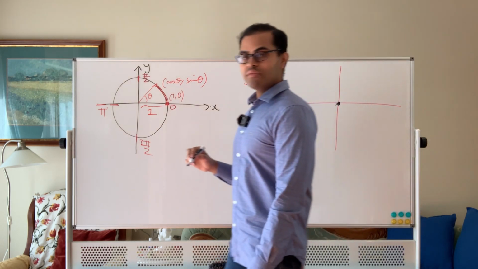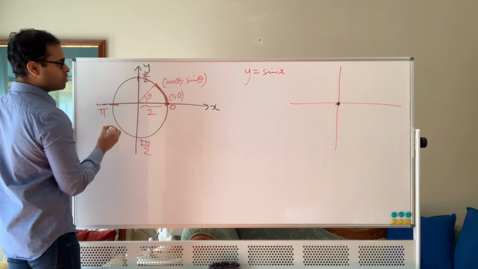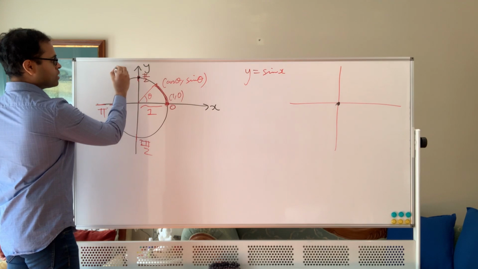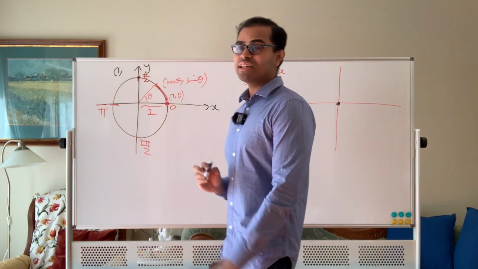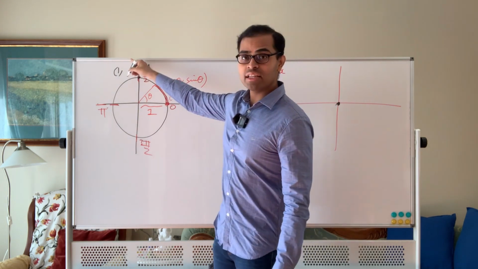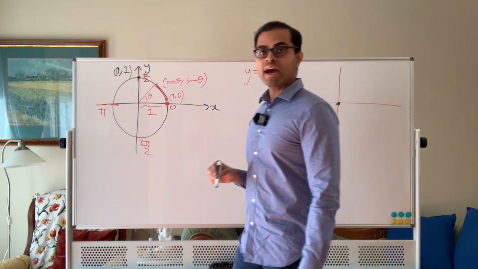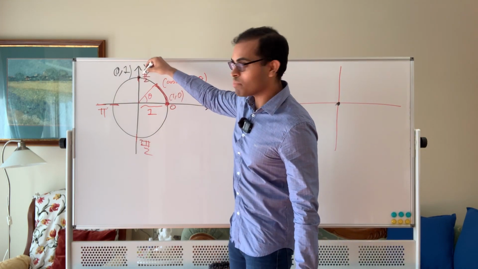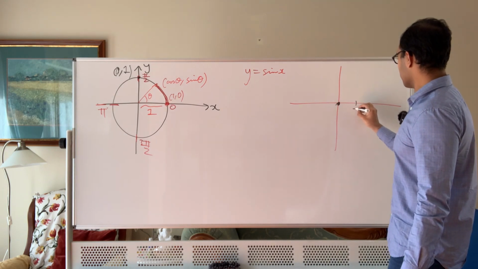Now, as we track around, as we move our radians from 0 to pi over 2, our y coordinate is going to go from 0 to 1. At pi over 2, because it's a circle of radius 1, the y coordinate is going to be 1 and the x coordinate is going to be 0, so the point is (0, 1). Sine is always the y coordinate of the point. So if we track the radians of pi over 2, sine will be 1. So sine of pi over 2 is going to be 1.